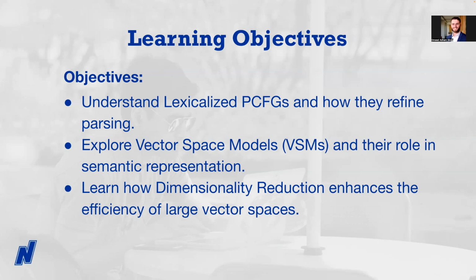Next, we'll cover vector space models, a technique for representing words as points in a continuous, multi-dimensional space. You'll see how these models capture semantic meaning and are integral to both NLU and NLG systems. Lastly, we'll explore dimensionality reduction, a key technique that allows us to simplify complex models while retaining the most relevant information. This is especially important when working with large-scale datasets like word embeddings or document vectors.